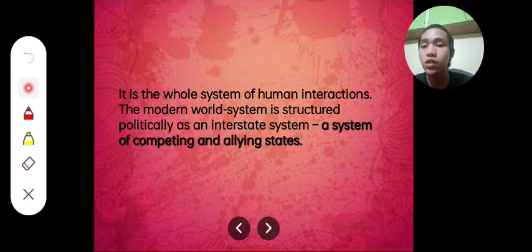The modern world system is structured politically as an interstate system, a system of competing and allying states. The example of interstate system is the importation and the exportation of products. It is considered a system of competing and allying. It is because importation of products and exportation as well, they are competing, and they compete about how much demand.